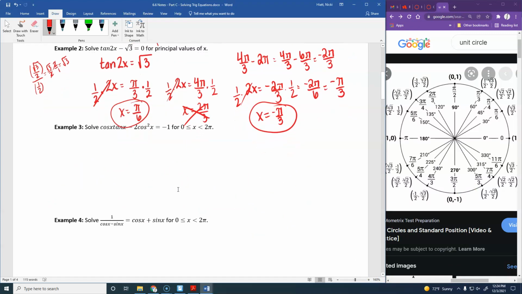All right, let's look at 3. So for 3, I got cosine x tangent x minus 2 cosine squared x equals negative 1. This one is not one that has the 2x with it, right? So we're not going to do what we were doing on that last. What do you guys think we should do? Any ideas?